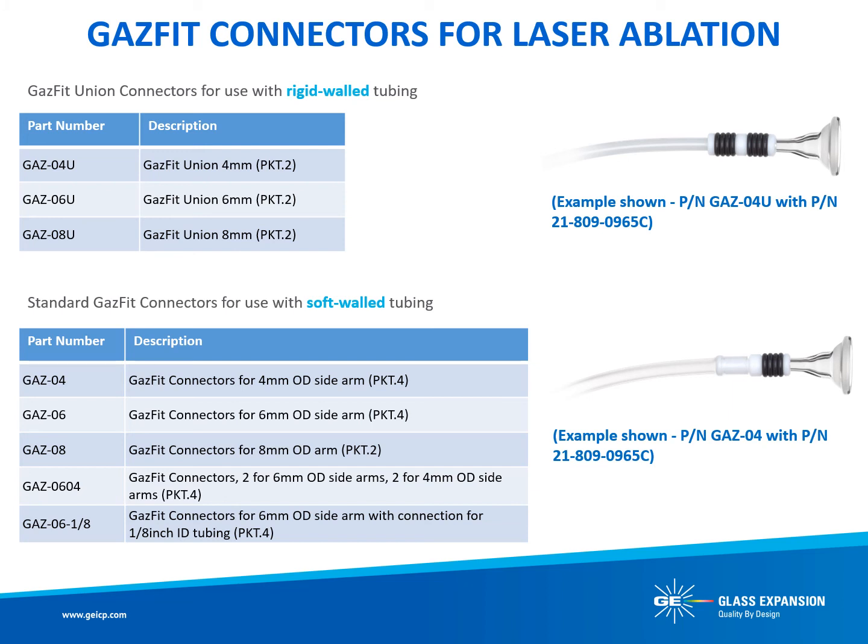The second table lists our standard gas fit connectors, which are also compatible with your ICP torch. This particular style would be used when connecting a soft-walled tubing from your laser ablation system to the torch adapter. The soft-walled tubing pushes over a barb to seal the tubing to the gas fit connector, and the gas fit connector slides over the arm of the torch adapter. Here we show an example of part number GAZ-04 and adapter part number 21-809-0965C with the soft-walled tubing.